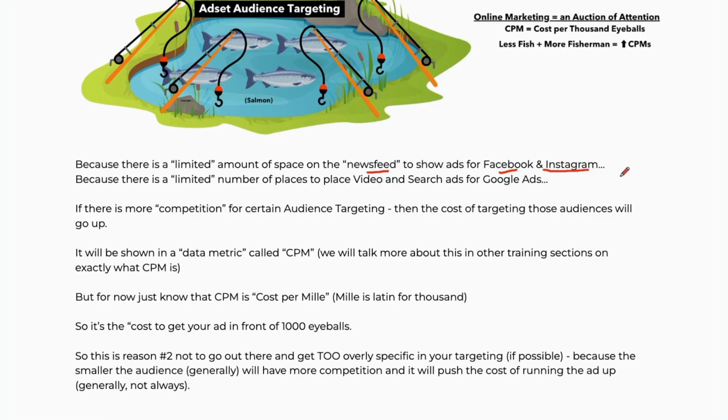And the same thing, there's a limited number of spaces on YouTube and Google where ads can be placed. And so for that reason, if you are going after a smaller pool, the competition is going to be higher. And if the competition is higher, you're going to have a higher CPM. Now, CPM stands for cost per mille. Mille just stands for 1,000 in Latin. So it's basically, what is the cost to get your ad in front of 1,000 eyeballs, in front of 1,000 people?